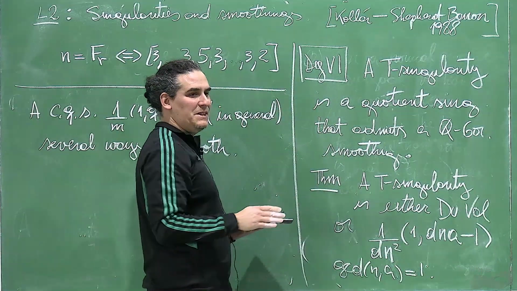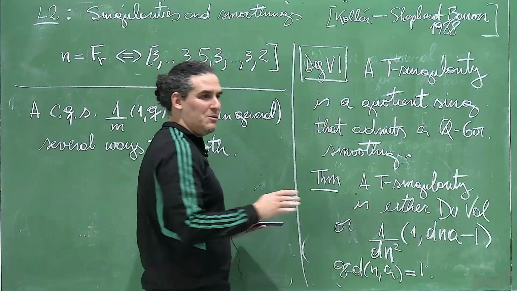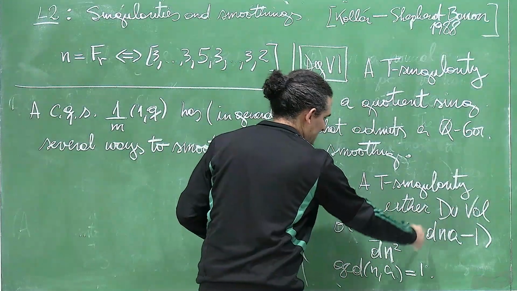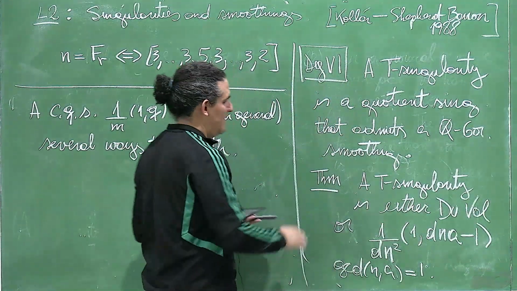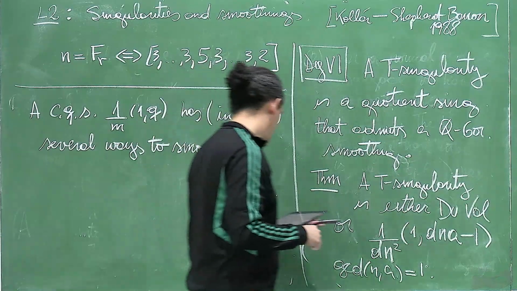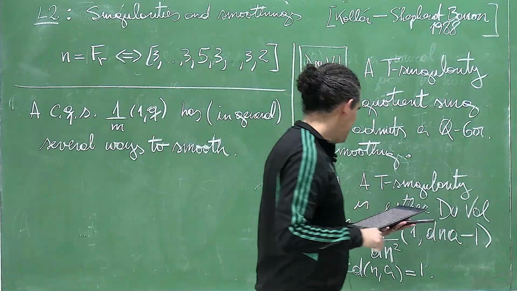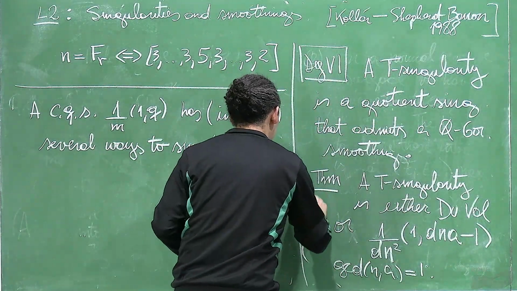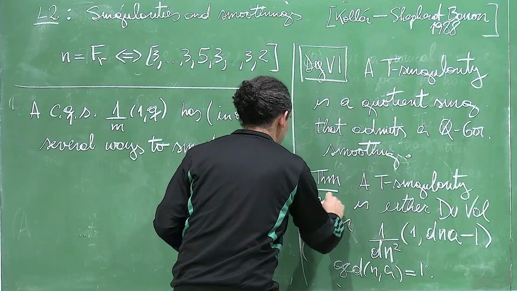So a little bit more general than Wahl singularities. Wahl singularities are these things with d equals 1. Here, any d. So this is in the paper, KSB 88.